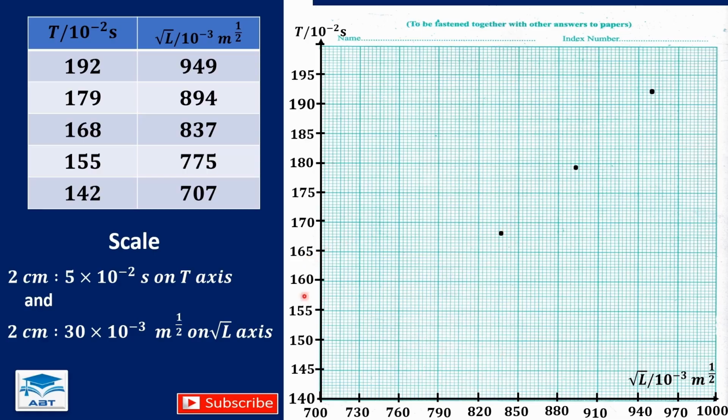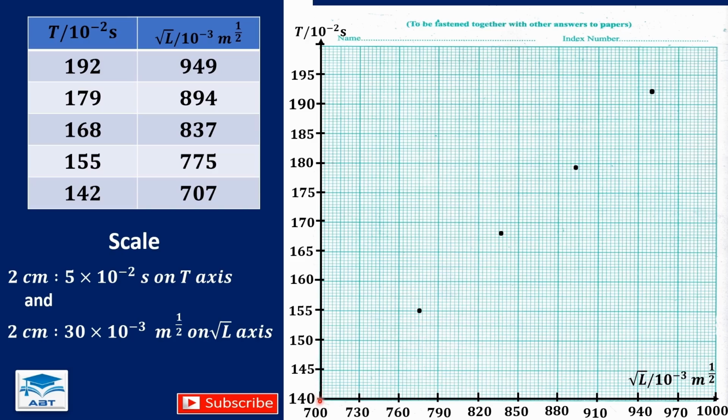The next one, 155 is here. We have 155 here and 775. This is 760. The middle is going to be 775 because we have 30 divided by 2, which is 15, added to 760 will give us 775. So they are going to meet here. The last point we have 142. This is 140. We want 2, so we move 4 times, since 2 boxes is equal to 1.